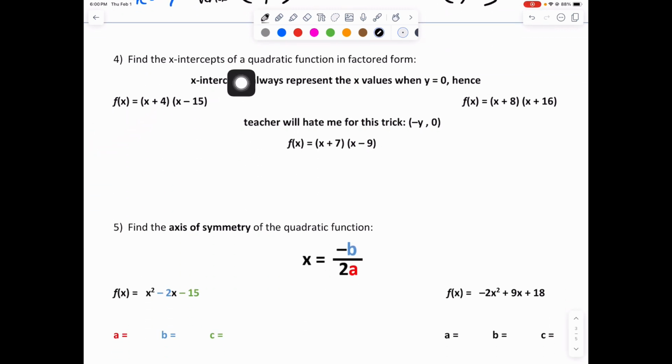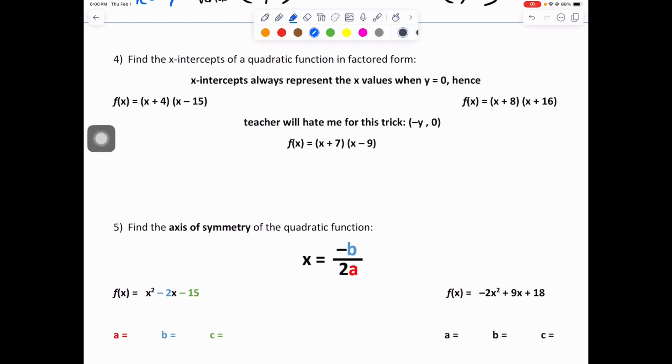Number 4, find the x-intercepts of a quadratic function in factored form. X-intercepts always represent the x values when y equals 0. Now, I saw this on our last quiz. I was slightly disappointed. Some of us found the x-intercepts no problem, whether that be with Desmos or solving it by hand. Whatever you chose is okay by me, but then we selected the wrong answer. We selected y-intercepts always represent the y values when x equals 0. Oh my goodness, it just totally did not make sense.